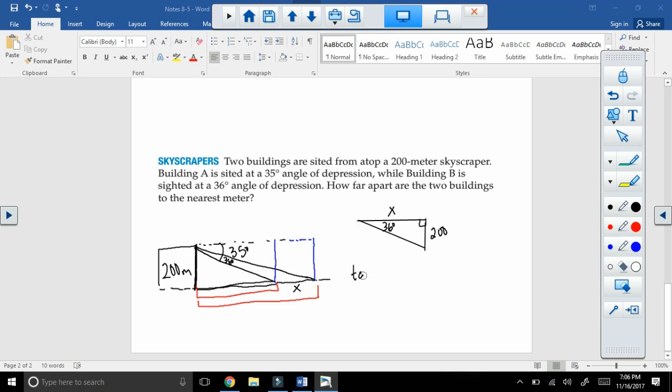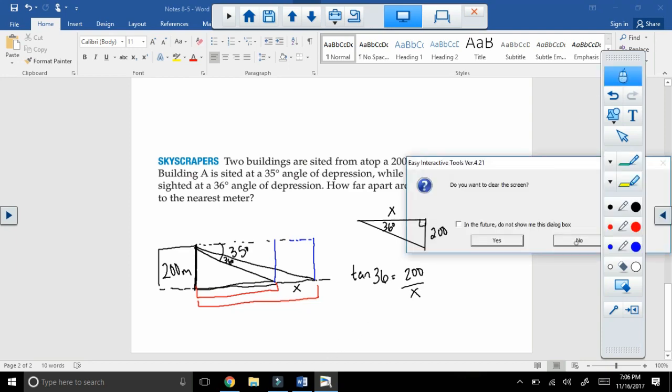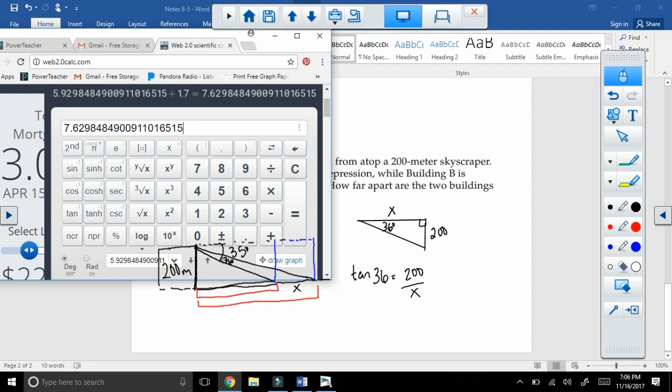I would set this one up. The tangent of 36 equals the opposite over the adjacent. I'm going to end up dividing here. So this is going to be 200 divided by the tangent of 36. This distance here is about, and actually I'll just put it over here, 275.2764.